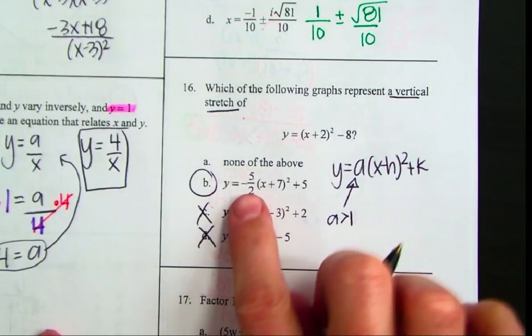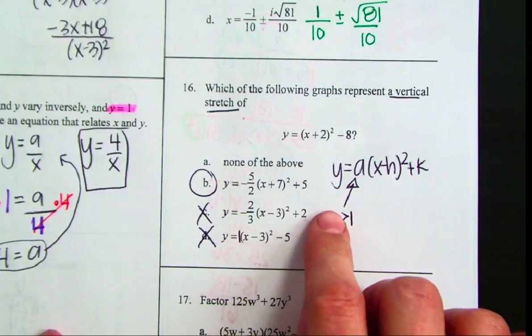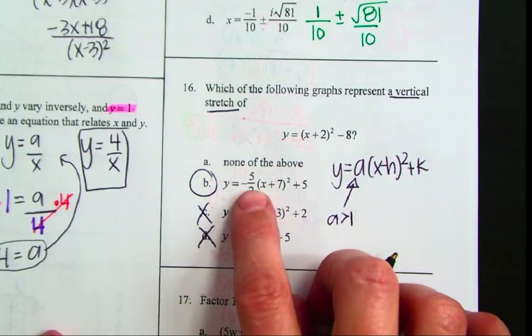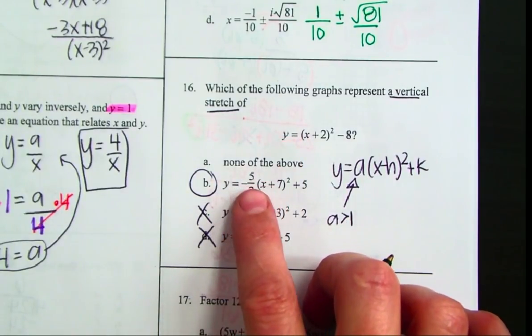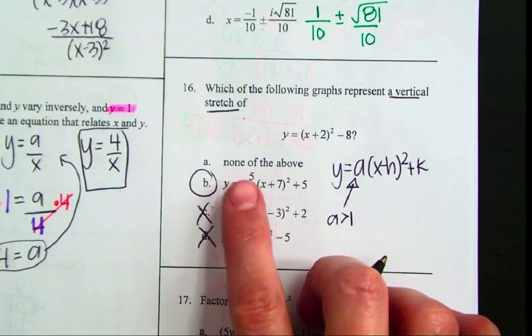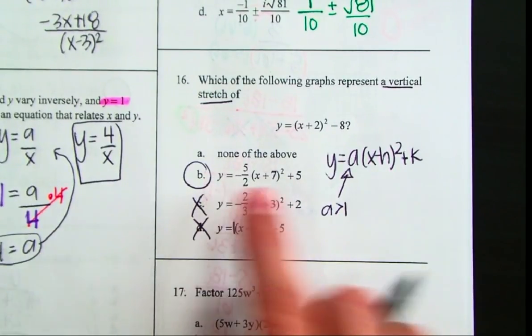5/2 is a good answer. We want 5/2 because 5/2 is greater than 1. So ignore the negative when they talk about vertical stretch and shrink. Some people might say, no, that's negative 5/2, so it's less than 1. You ignore the negative. The negative is just telling us it's being reflected. That has nothing to do with the vertical stretch or shrink.